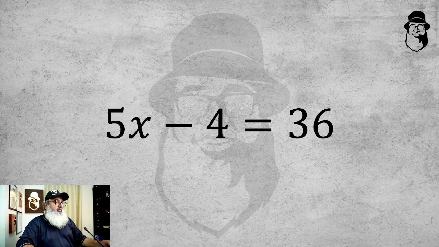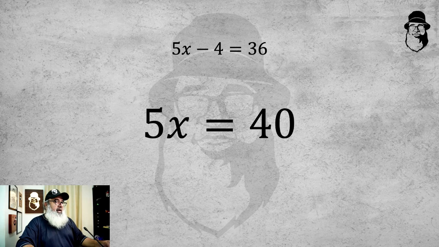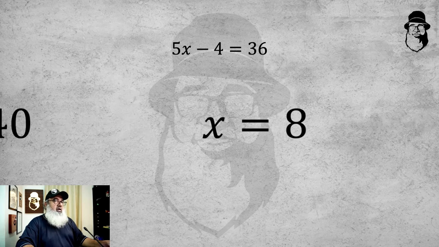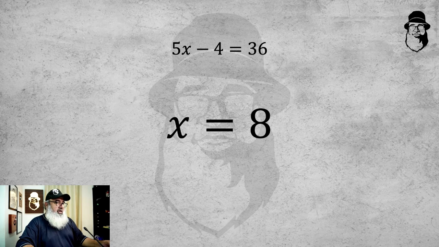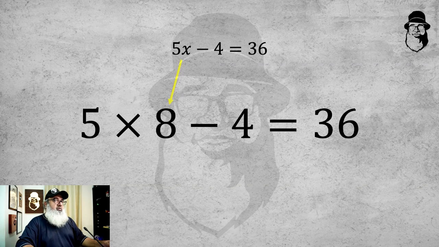To solve 5x minus 4 is equal to 36, we first add 4 to 36 to get 40. Then we divide 40 by 5 to get 8. So x is equal to 8. Now we can check this is right because 5 times 8 minus 4 is equal to 36. So if we like, we can write all these steps like this.